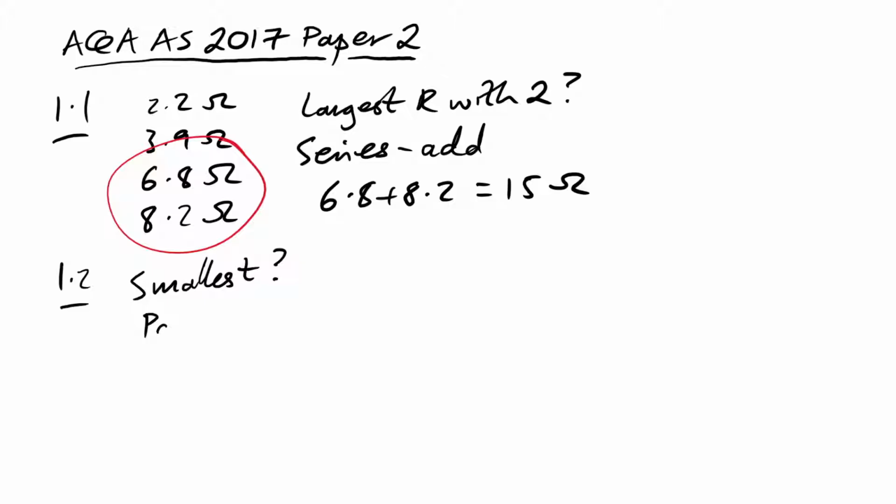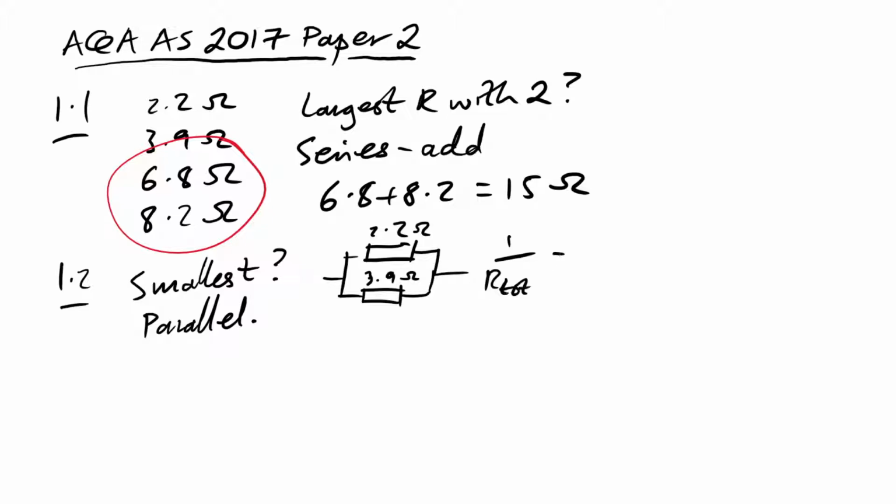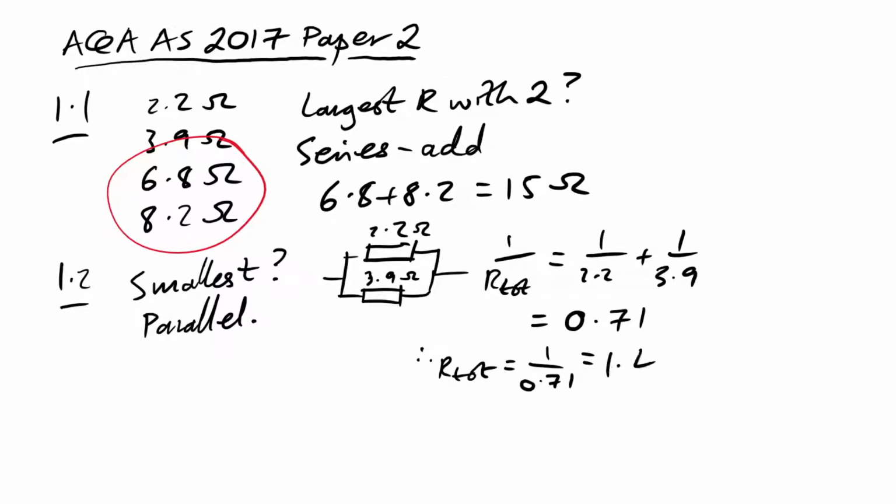If you want the smallest, then we know we want parallel, because when you put resistors in parallel, current is shared across them, therefore reducing the resistance to less than the individual resistances. So if we have just two resistors like that, we can use the smallest resistors. We employ our equation: 1 over R total equals 1 over R1 plus 1 over R2. So that's 1 over 2.2 plus 1 over 3.9. Don't try and do it all in one go. Just get a value for 1 over R total first, and then do 1 divided by that to get R total. And that gives us 1.4 ohms.